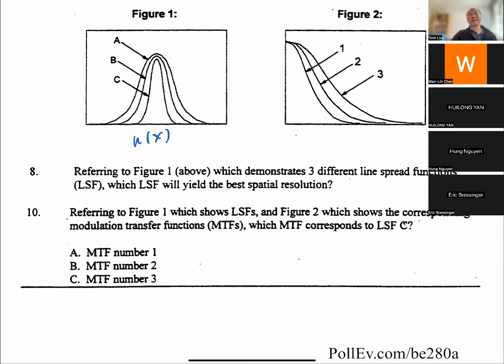Let's do another poll. Let's relaunch the poll. Okay. So now, let's say C is what we want. Which of the MTFs corresponds to C? Pick A for MTF1, B for MTF2, and C for MTF3.